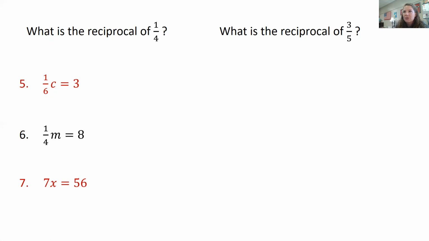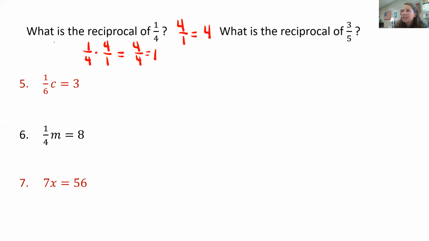Right? So the first question on this page says, what is the reciprocal of 1/4? Well, I would just flip it, and I would get 4/1, which is 4. So basically, if you multiply reciprocals, you always get a 1. So if I multiply these two fractions together, I get 4/4, which is 1. That's what reciprocal means. What do you multiply by to get 1? So basically, you flip them.